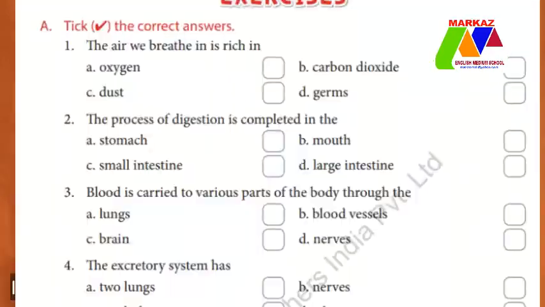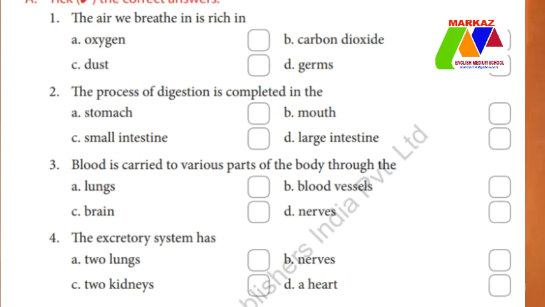With this we come to the end of the lesson. Now let's go on to the question answers. Exercises. A. Tick the correct answer. 1. The air we breathe in is rich in oxygen. 2. The process of digestion is completed in the small intestine. 3. Blood is carried to various parts of the body through the blood vessels. 4. The excretory system has 2 kidneys. And remember, respiratory system has 2 lungs.